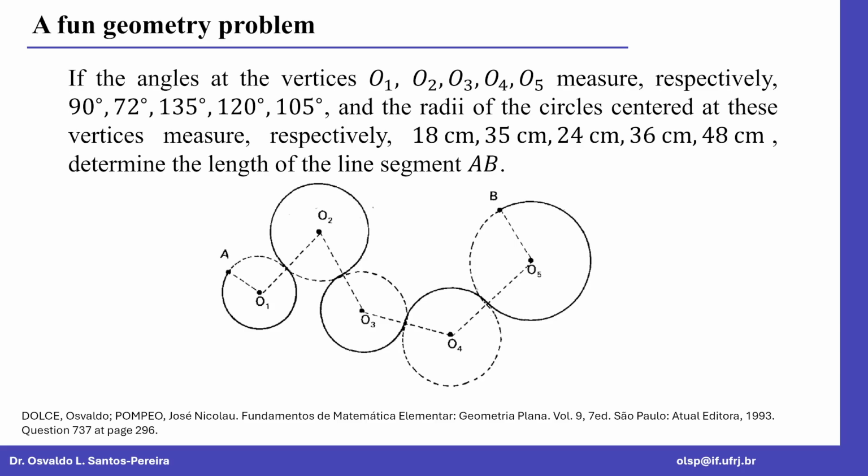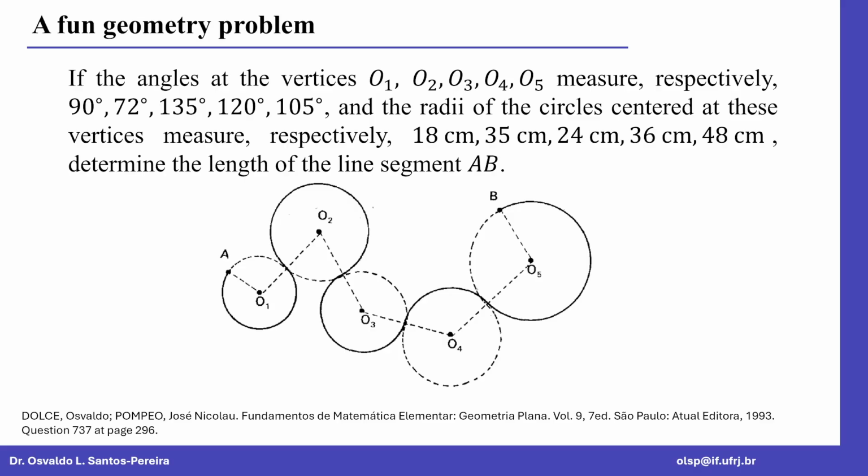The figure presents a sequence of 5 circles, with centers labeled O sub 1, O sub 2, O sub 3, O sub 4, and O sub 5. The circles are externally tangent to one another, forming a curved geometric chain across the plane. A dashed polygonal path connects the centers of the circles, while the points A and B lie on the outer boundaries of the first and last circles, respectively.